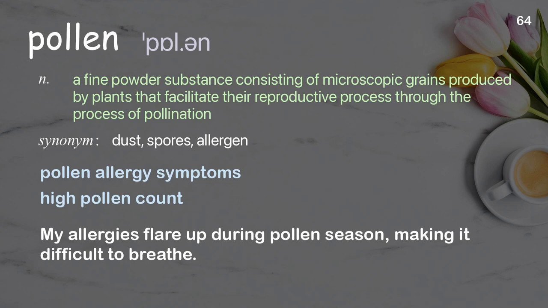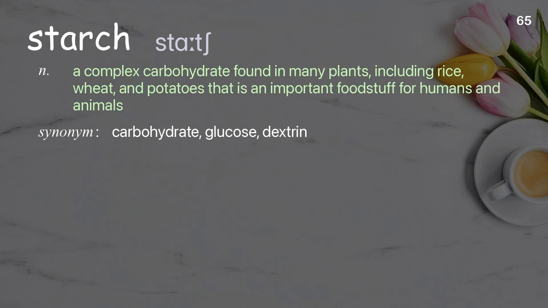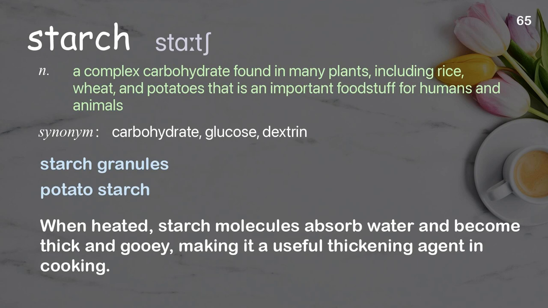Starch. A complex carbohydrate found in many plants, including rice, wheat, and potatoes, that is an important foodstuff for humans and animals. Examples: starch granules, potato starch. When heated, starch molecules absorb water and become thick and gooey, making it a useful thickening agent in cooking.